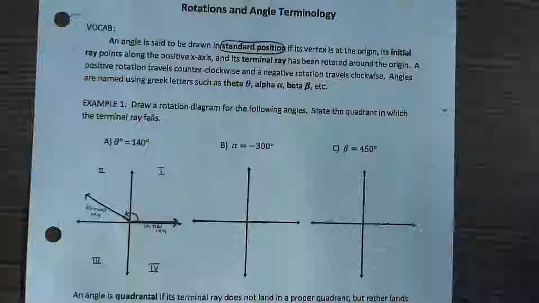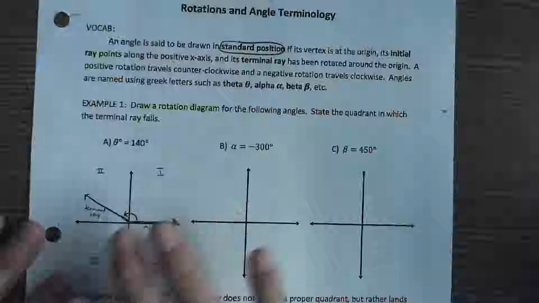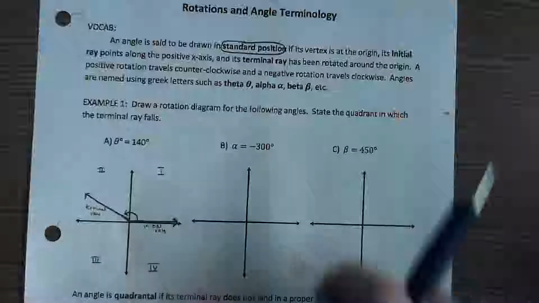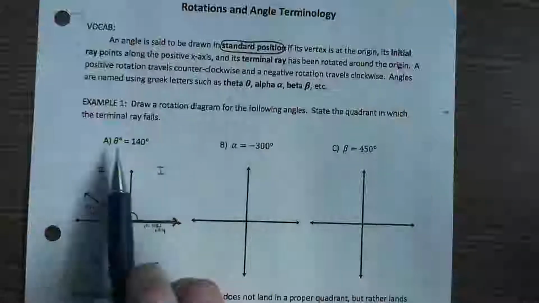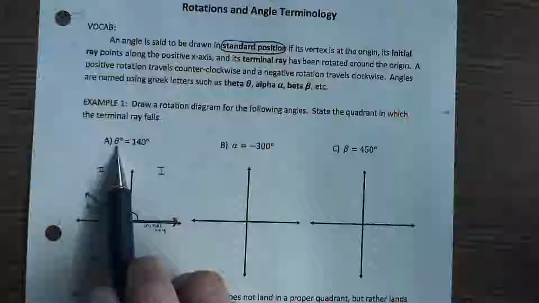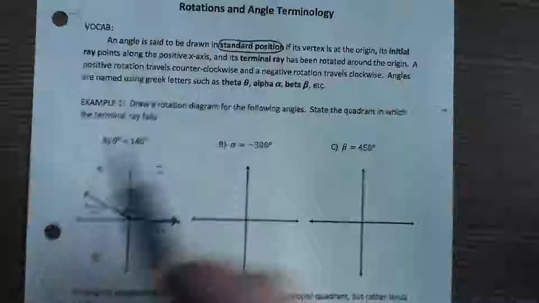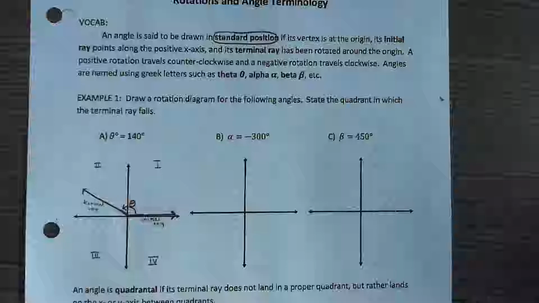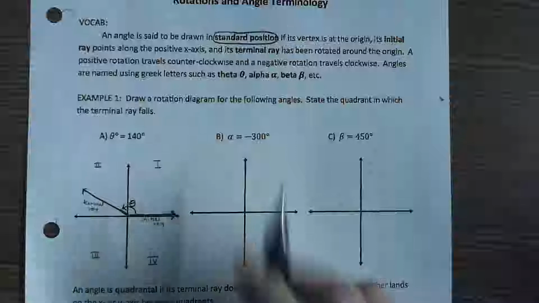Okie doke. Now, we'll come back to it, but that's a 140 degree angle. That's positive 140. We open counterclockwise. This next one, by the way, is a theta. This uses Greek letters to define your angle. So this angle here is theta. This next one is alpha.